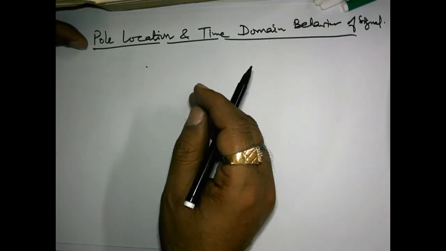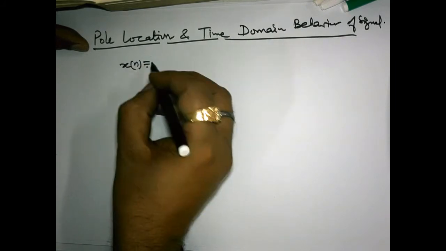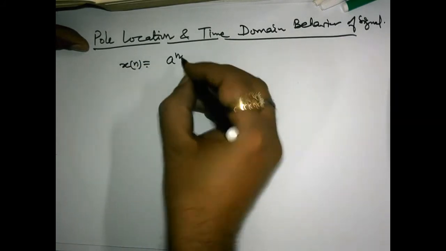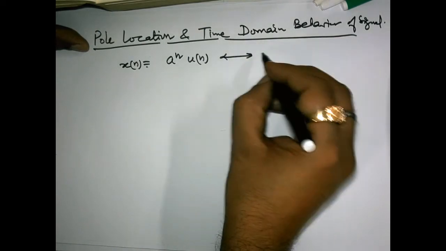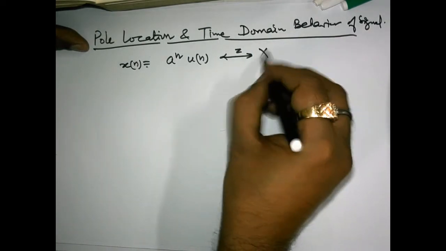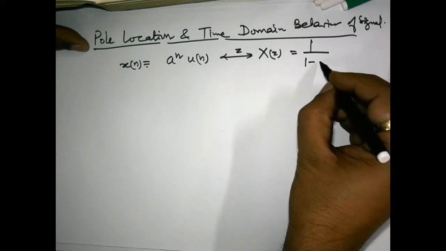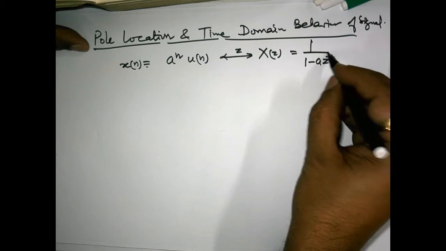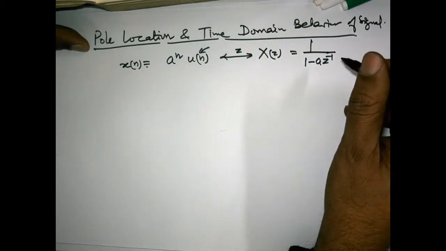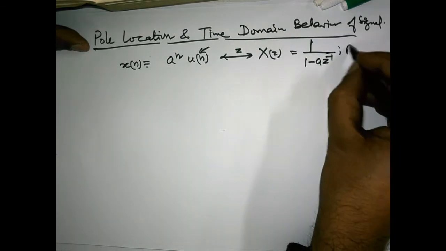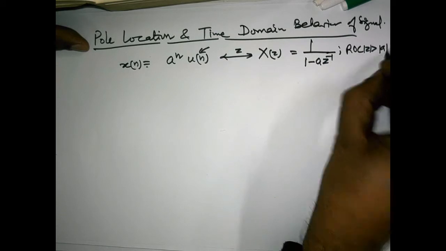Suppose we have a signal x[n] which is given as a^n u[n] and whose z transform is X(z), and this is equal to 1 over 1 minus a z inverse. And since this is u[n], this is a causal signal, and the ROC will be mod z greater than mod a.